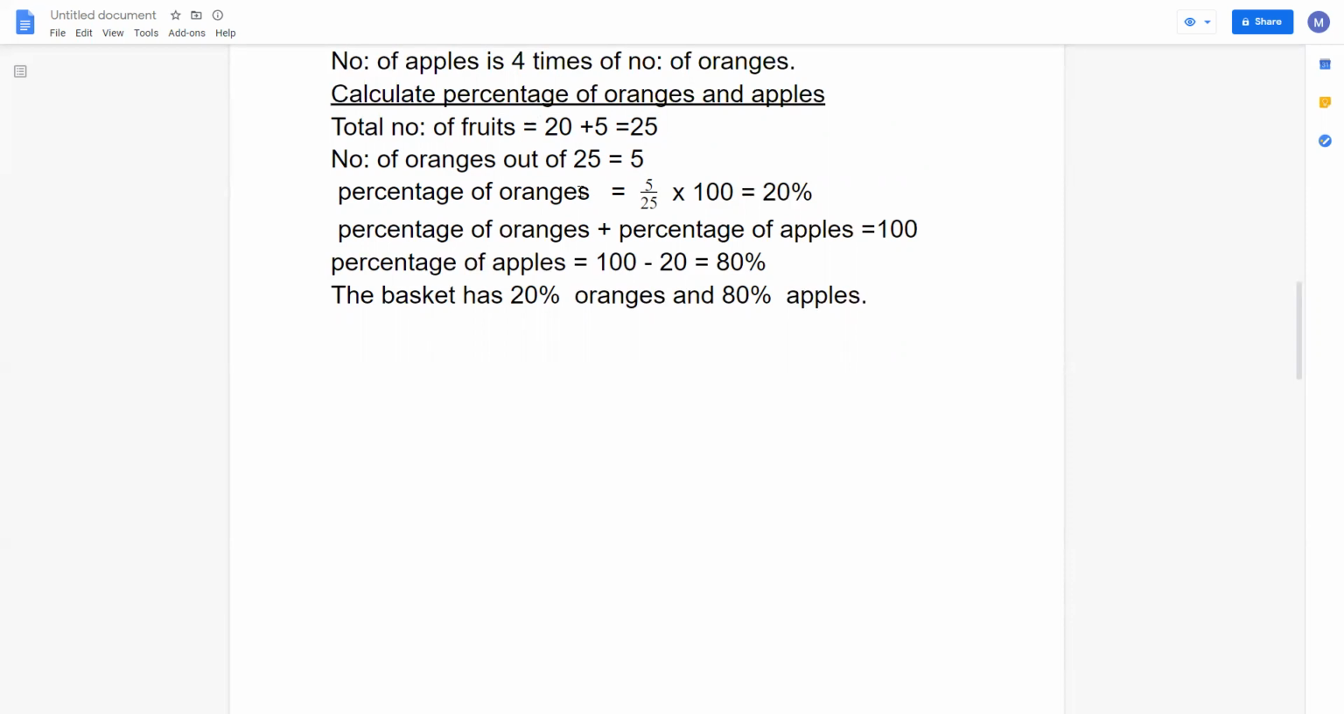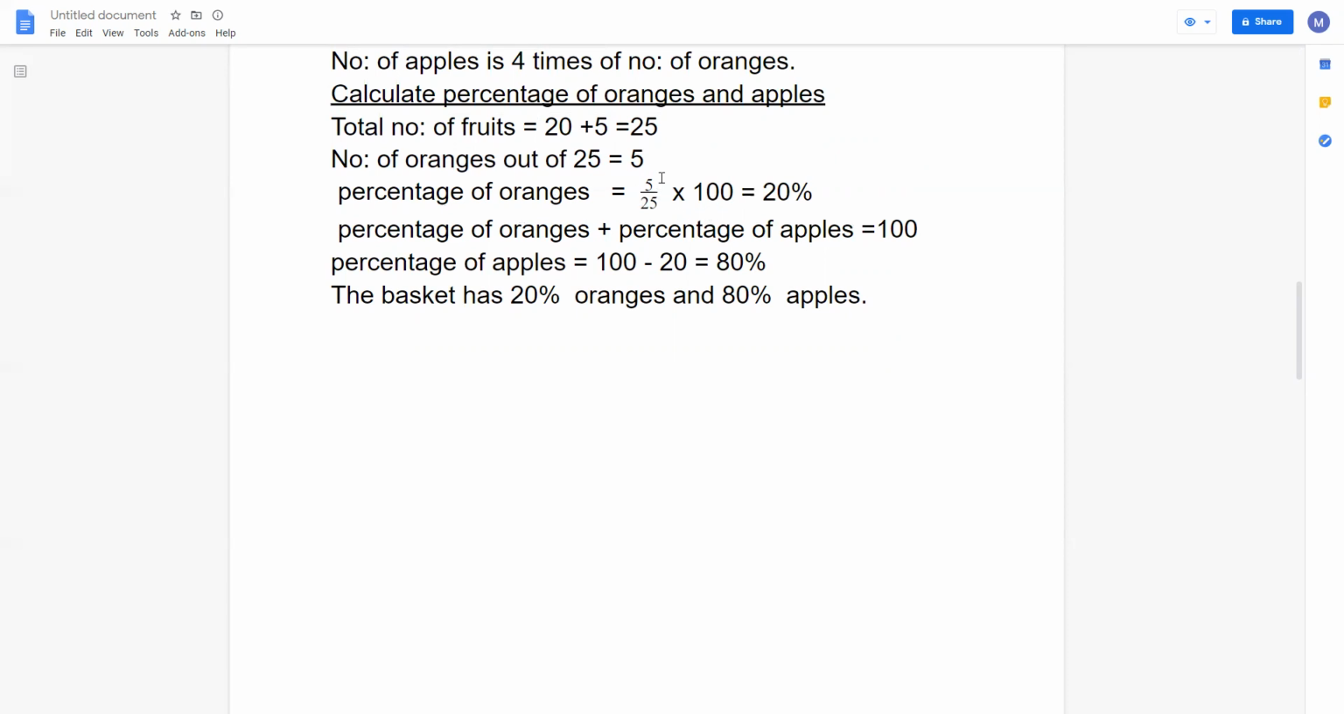So we can write the fraction. How will you calculate percentage? Percentage equal to fraction multiplied by 100. How will you get the fraction? We have 5 oranges out of total 25. So we get the fraction of each item upon the total. So 5 oranges, 5 will come as the numerator, upon total fruits, 25 will come as the denominator. So percentage of oranges equal to fraction multiplied by 100.